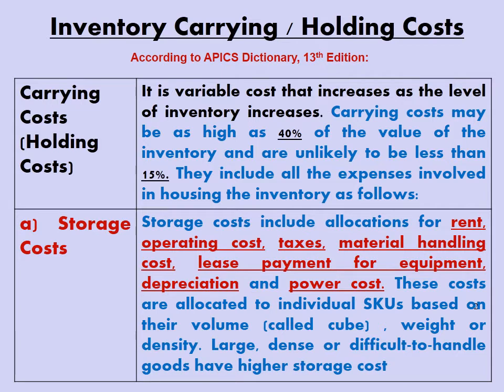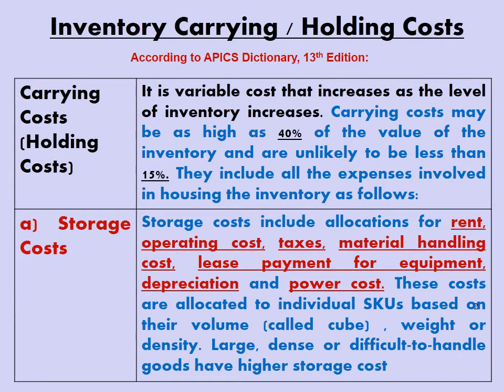First of all, you should know what is actually carrying cost. It is basically a variable cost that increases as the level of inventory increases. So, carrying cost may be as high as 40% of the value of the inventory and is unlikely to be less than 15%. So you can imagine that if it is as high as 40%, how significant it is. They also include all the expenses involved in storing or housing the inventory.